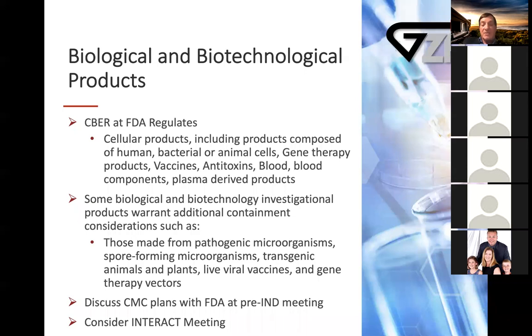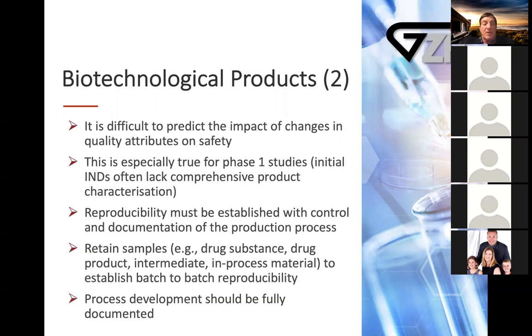Some biological, biotechnological investigational products warrant additional containment considerations: pathogenic microorganisms, spore-forming microorganisms, live viral vaccines, gene therapy vectors. All of these are active programs that we have and others have before the FDA right now. So, you know, one size does not fit all. That's probably the message for this. And you need to very carefully consider the kind of regulatory scrutiny you will get with a biological or biotechnological product. It's difficult to predict the impact of changes in quality attributes on safety. If you change one amino acid in the sequence of a biological product, you may change the safety profile.